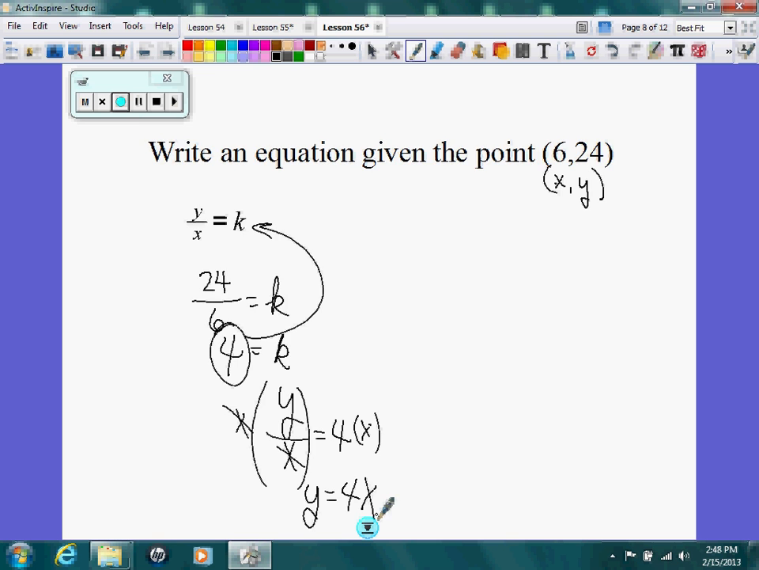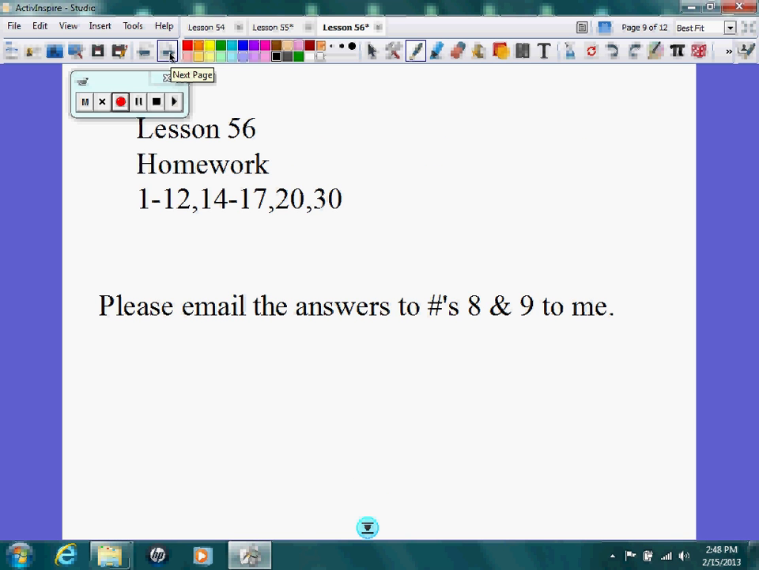Lesson 56 homework, 1 through 12, 14 through 17, 20, and 30. And please email the answers to numbers 8 and 9.